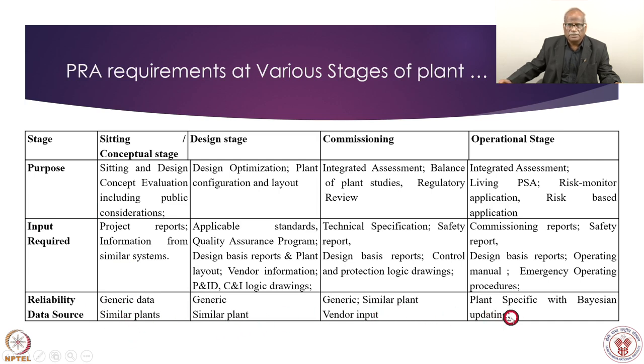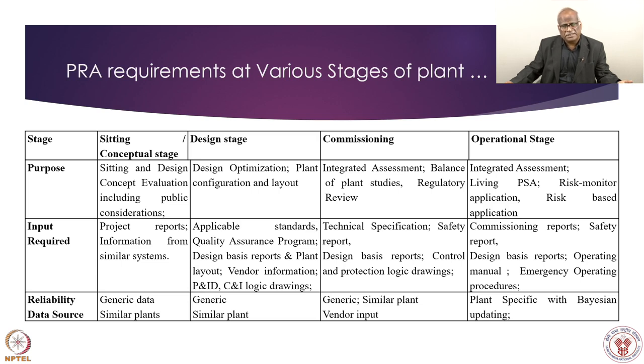But then as the plant gets into operation and sufficient time has passed, plant specific data should be used so that we have a living PRA model or PSA or risk monitor, which is updated at regular frequency. So that's how you can see a risk monitor, which is reflecting. Risk monitor is nothing but, if we change any plant configuration, the end results of PRA are affected, our risk level gets affected.